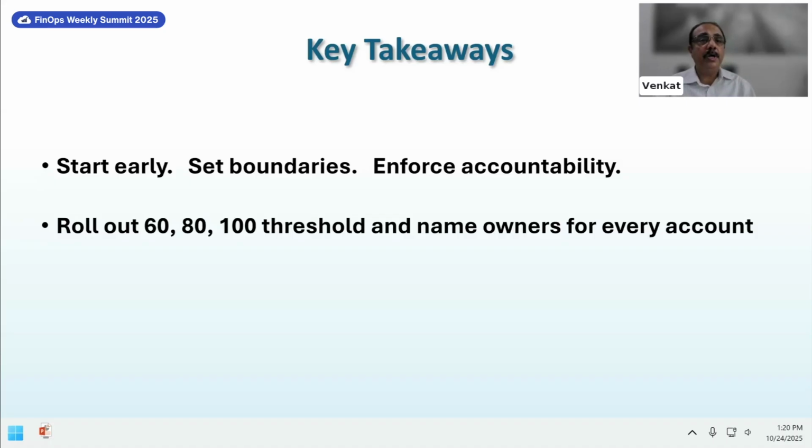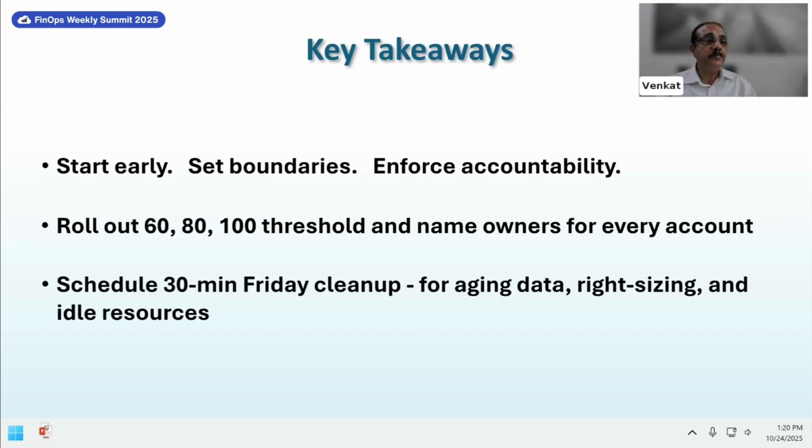Name the owners who are associated with that account. Next is schedule a 30-minute Friday cleanup. That's what we do every Friday. We set up a 30-minute scheduled meeting to clean up the data, like aging data, and look at the top five resources consuming. We right size them, and idle resources we shut down. So these are the takeaways from the fixed price contract we bid, and we made a profit out of it.